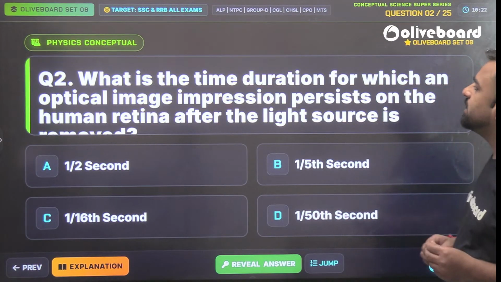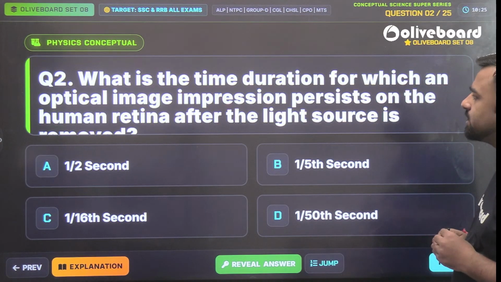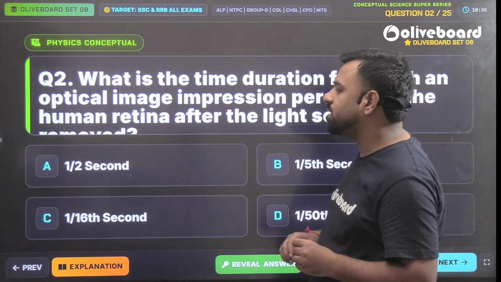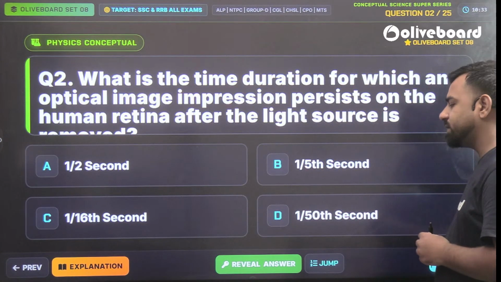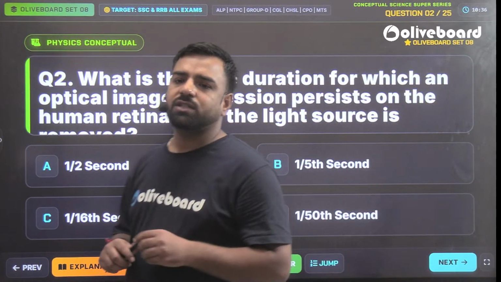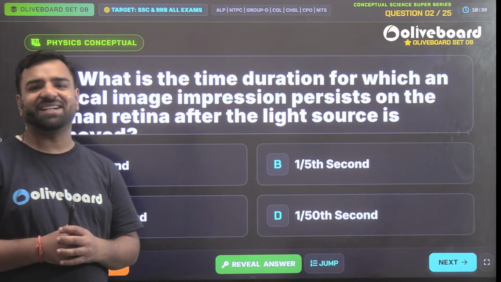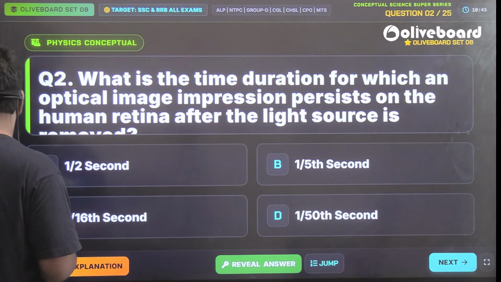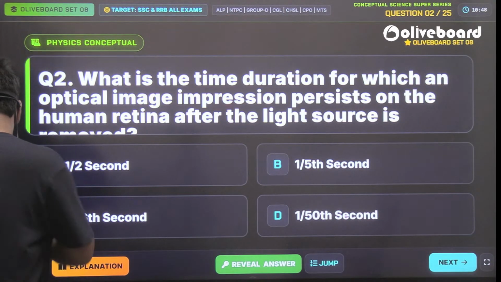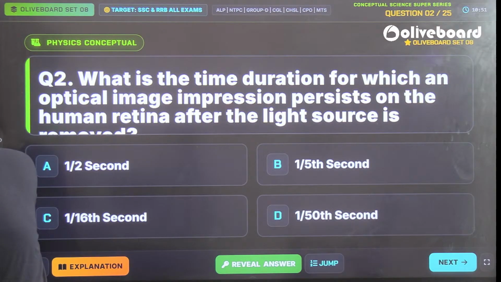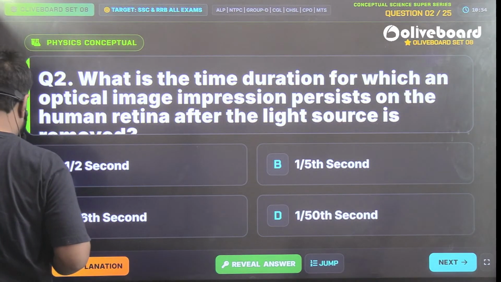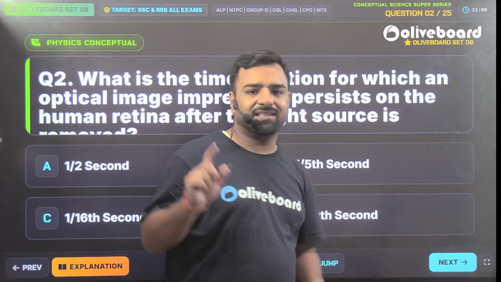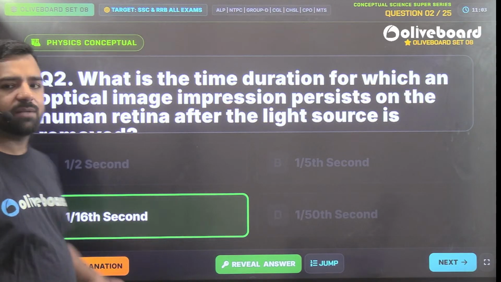The next is: what is the time duration for which an optical image impression persists on the human retina after the light source is removed? Is it 1/2 of a second, 1/5, 1/16th, or 1/50th? This question was again from the previous paper, so let's see how many of you can give the correct answer. What should be the correct answer? Waiting for your answer, please. So all the candidates who are going with 1/16th are correct. Harry, this time 1/5 is not the answer. The answer will be 1/16th of a second, which is option C.